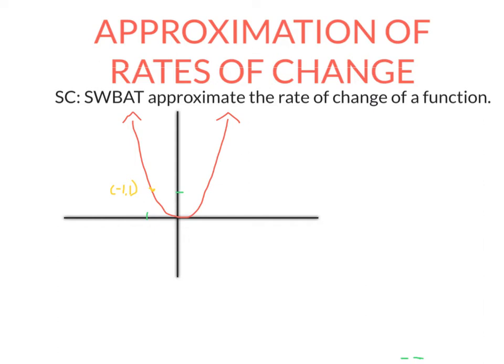Thank you so much for tuning into this video in which we'll look at approximating rates of change. So once again, I have here the graph of y equals x squared. We saw in a previous video that the rate of change, or the gradient, of this function is different at different points along this curve. So let's say I want to find the rate of change in this region around this point. X is -1, and of course the y value would be 1.